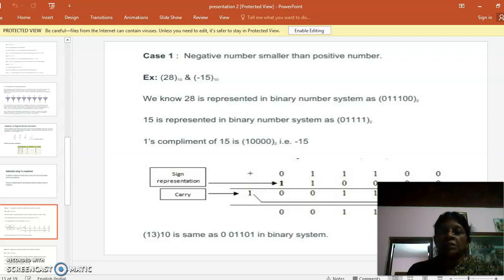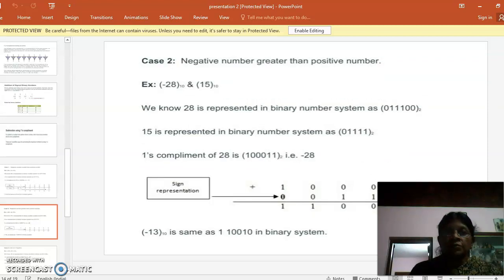We know that 28 is represented in the binary number system like this, and 15 is represented like this. So the ones complement of this 15 is this, and the 13 is this. In this case too, the negative number is greater than the positive number. We know 28 is represented in the binary number system like this, and 15 like this. So the ones complement of 28 is this one, and it can be represented like this.